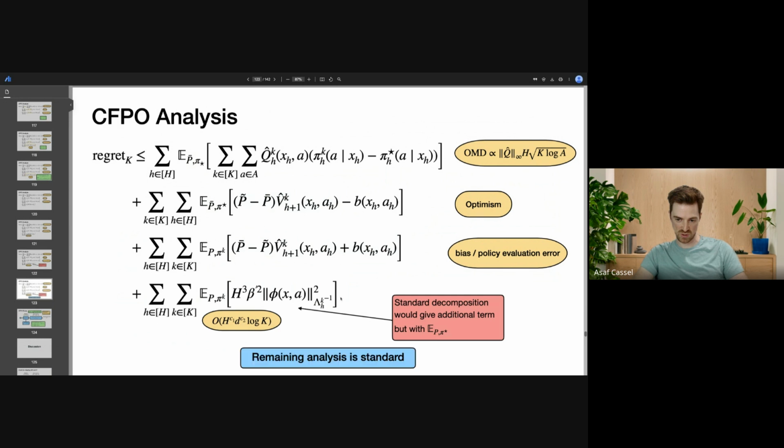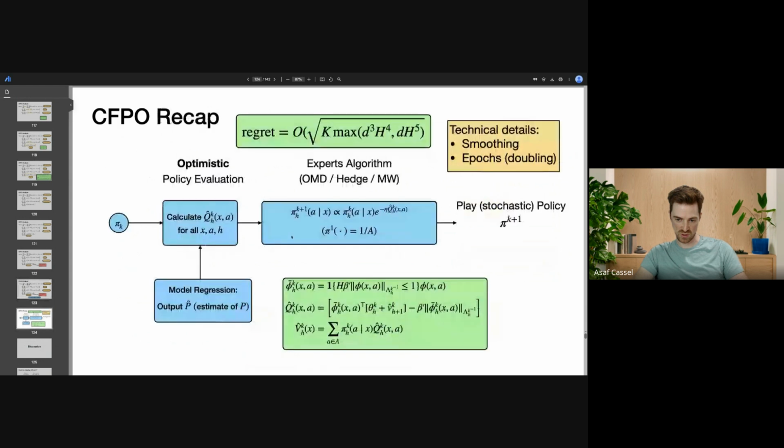And the remaining terms are pretty much the same as before. From here, this continues the same as it was for Sherman et al. So overall, if you combine everything, you'd get the aforementioned regret: square root of K times the maximum between D to the power of 3, H to the 4th, and D times H to the power of 5. And again, this is just the entire algorithm up to epochs and smoothing.